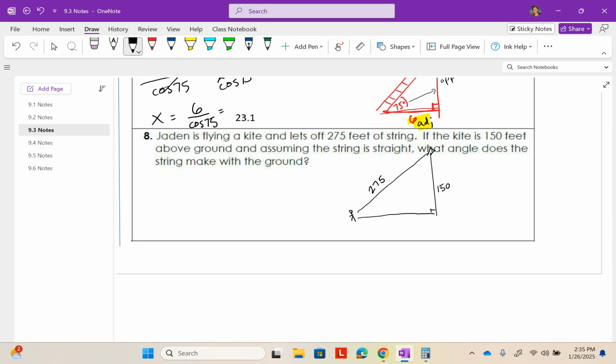Here's the kite. Okay. So the kite's 150 feet, 275 feet of string. What angle does the string make with the ground? Oh, I was wrong. Jaden's laying on the ground. I don't know why. He's flying a kite like this. Okay, X. So what do we know? 275 is the hypotenuse. X is across from 150, so 150 is opposite. So we have O and H.